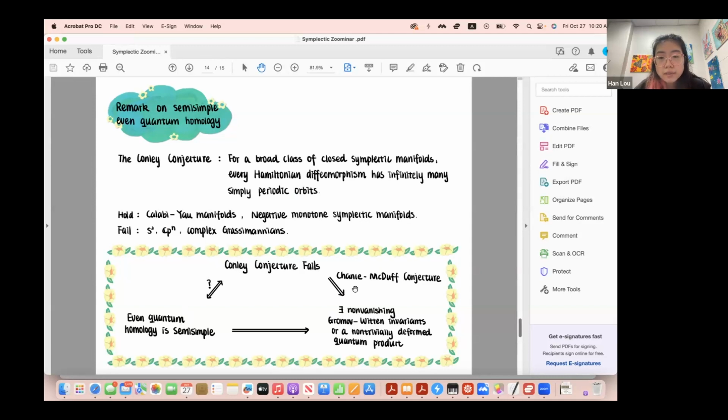And there is the trans-Markov conjecture. It says that the failure of the Conley conjecture implies that there is non-vanishing Gromov-Witten invariants or a non-trivially deformed quantum product. And now we would like to understand what's the relation between these three statements.